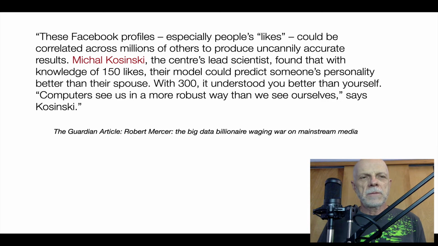And this is what one of the people said. These Facebook profiles, especially people's likes, could be correlated across millions of others to produce uncannily accurate results. Michael Kosinski, the center's lead scientist, found that with the knowledge of 150 likes, their model could predict someone's personality better than their spouse. With 300, it understood you better than yourself. Quote, computers see us in a more robust way than we see ourselves, says Kosinski. So it's kind of an interesting use of classification, whether it's good or bad or ugly.